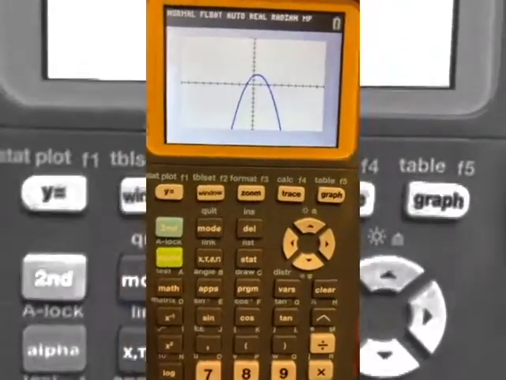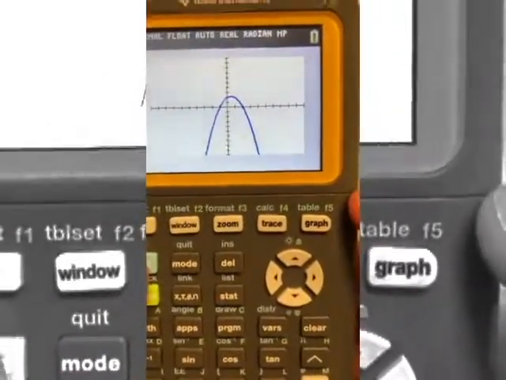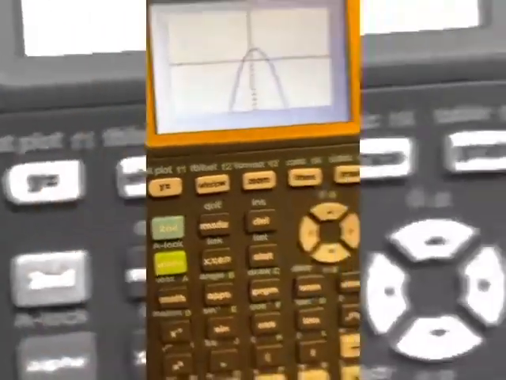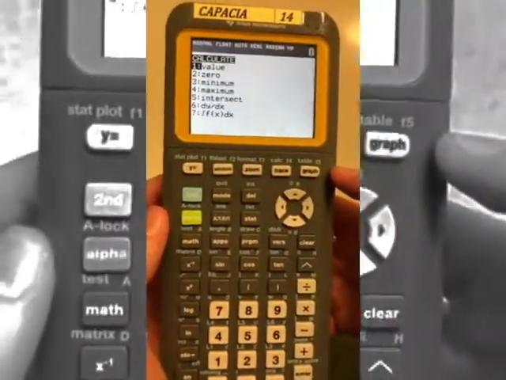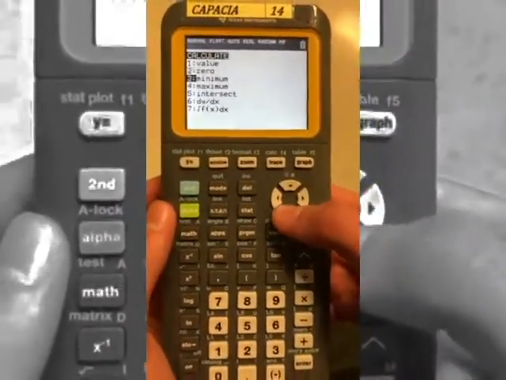And then if you want to find the vertex for the graph, you press second, and then trace, and it pulls up this, which you can do any of this.